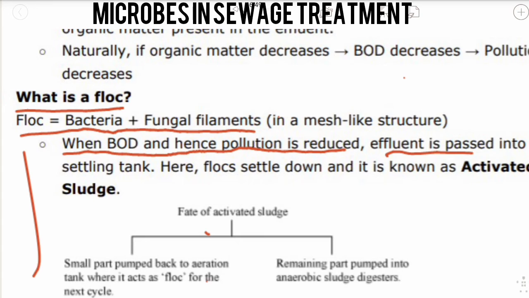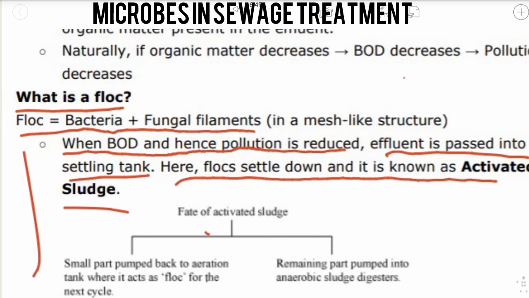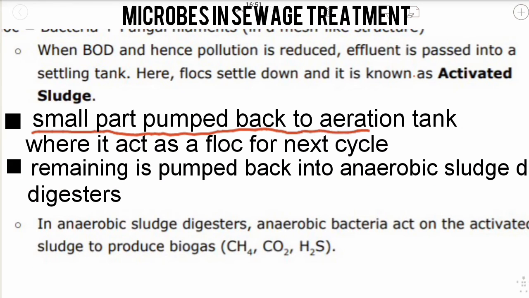Then effluent is passed into a settling tank. Here flock settles down and it is known as activated sludge. So the sewage is passed into the settling tank where bacteria settle down and it is known as activated sludge. Back to the aeration tank where it acts as a flock for the next cycle. Some of the activated sludge is again passed into the aeration tank to serve as an inoculum or the starter. Okay, this is what happens.